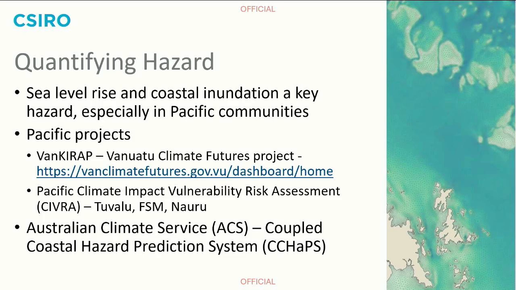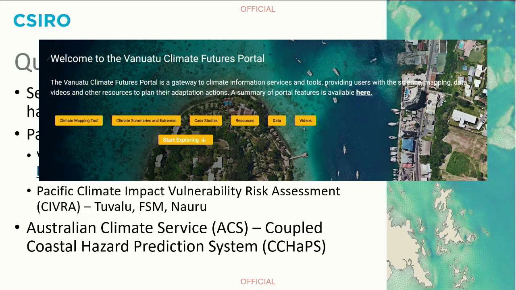So yeah, we've done a bunch of Pacific projects. We worked with Vanuatu, and we've been doing climate impact vulnerability assessments for a few of the countries in the Pacific. And we have, of course, the work that we've been doing for the Australian Climate Service. Just want to highlight the Vanuatu Climate Futures Portal, which we did a bunch of work on with NGIS.